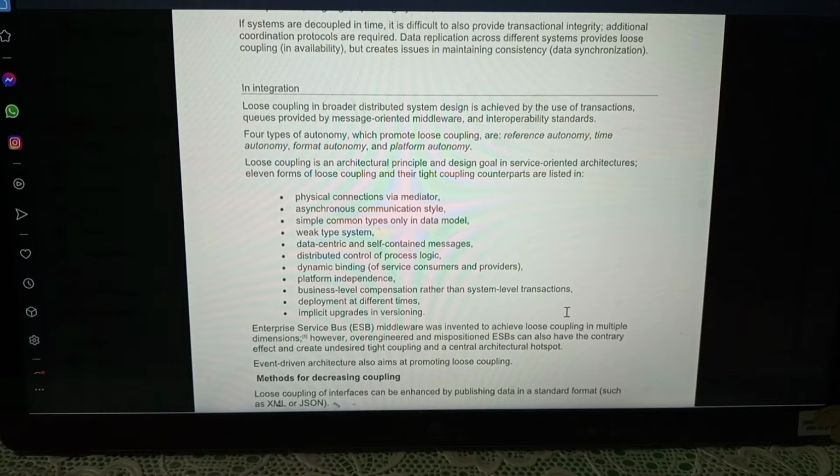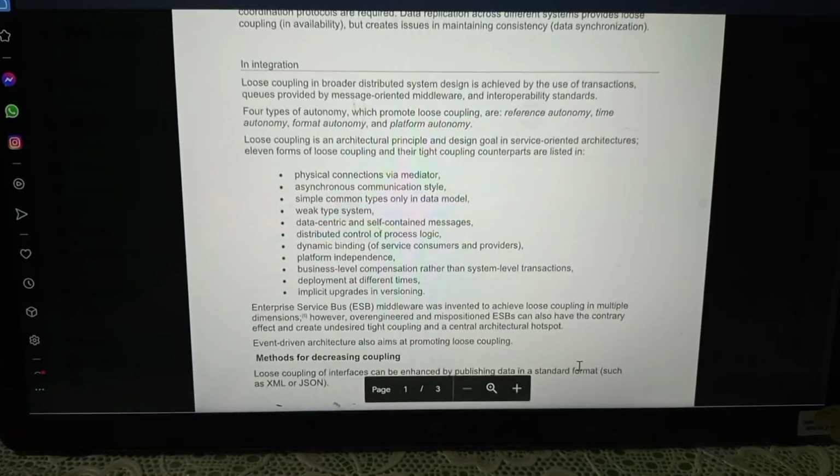So, Enterprise Service Bus or ESB middleware was invented to achieve loose coupling in multiple dimensions. However, over-engineered and mispositioned ESBs can also have the contrary effect and create undesired tight coupling and a central architectural hotspot.